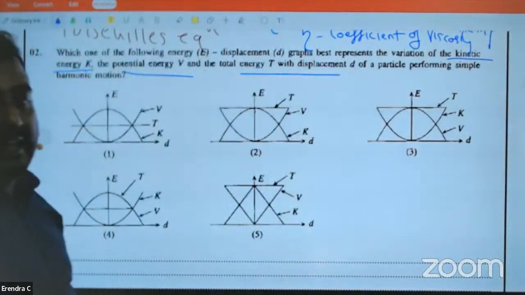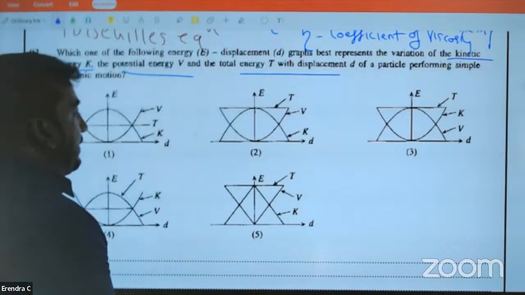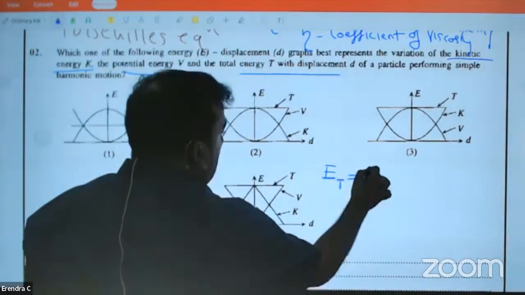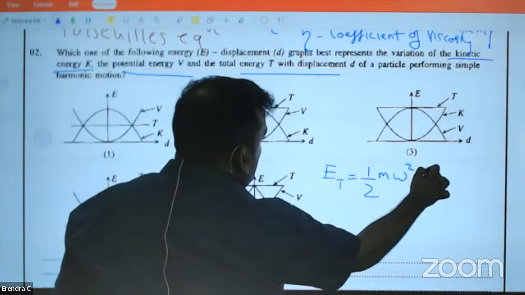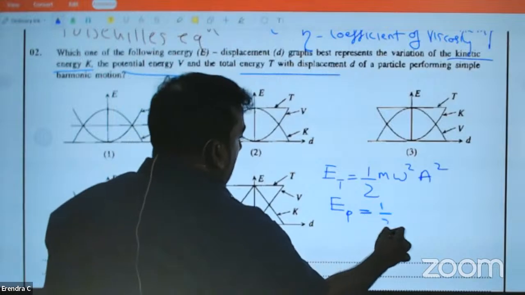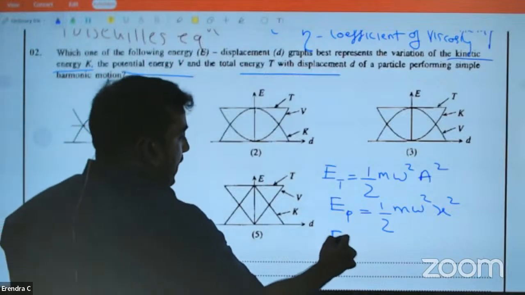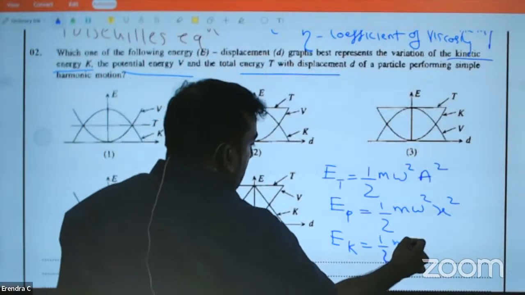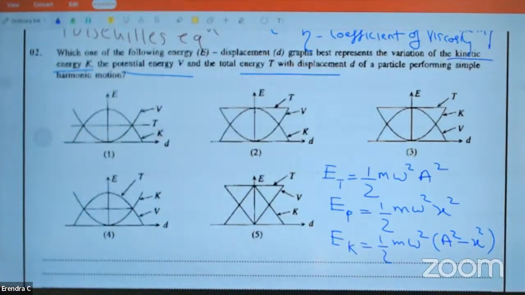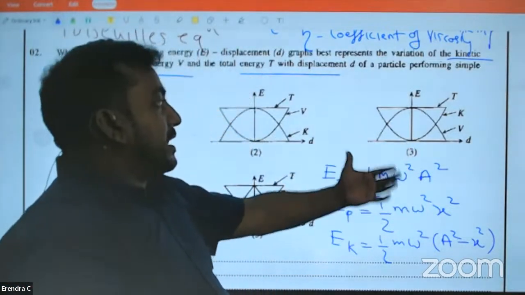So this is normally what you learned in your simple harmonic motion lesson. Total energy will always be constant. The total energy is normally half m omega squared a squared. Potential energy is half m omega squared x squared. Kinetic energy is half m omega squared (a squared minus x squared). So these are your variations. You can see total energy will remain constant.